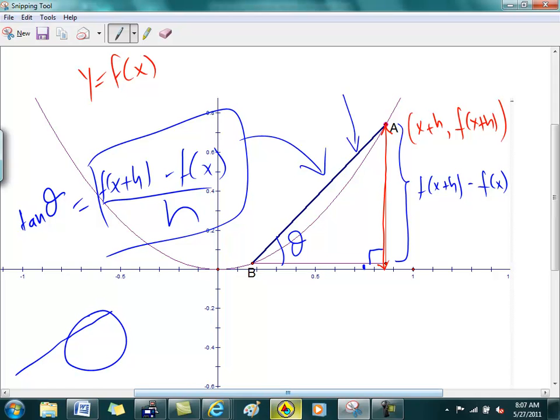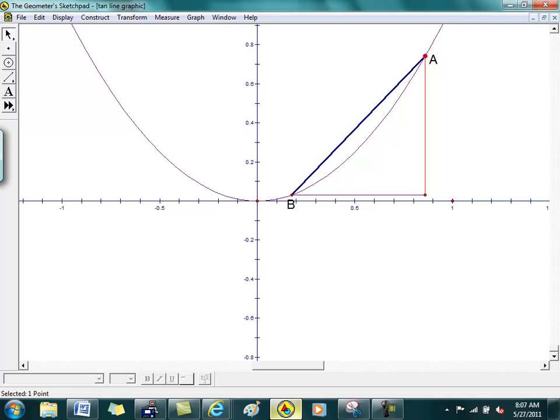Look what happens to the secant as... So notice that this distance here is h, the horizontal distance. Everybody know what I'm talking about? What's h? This distance here, from there to there. You guys with me on that? I'm losing you guys.